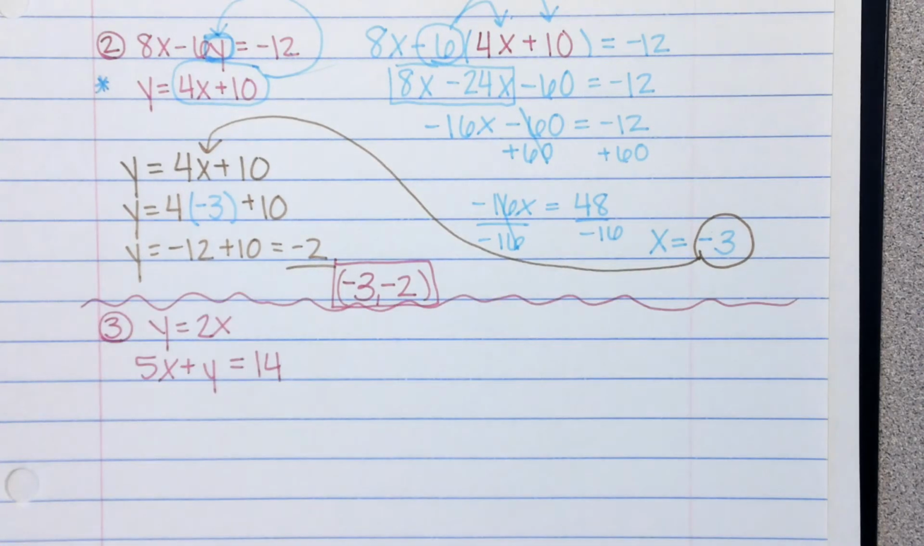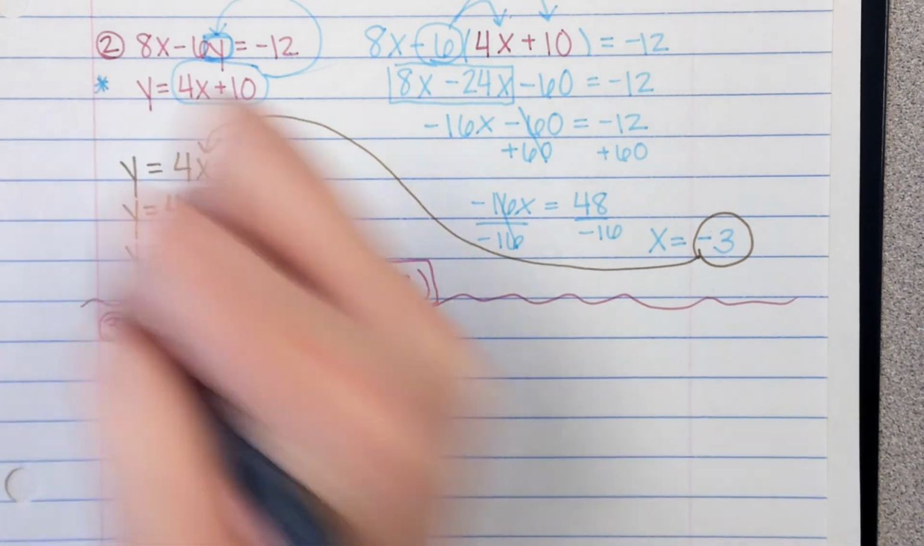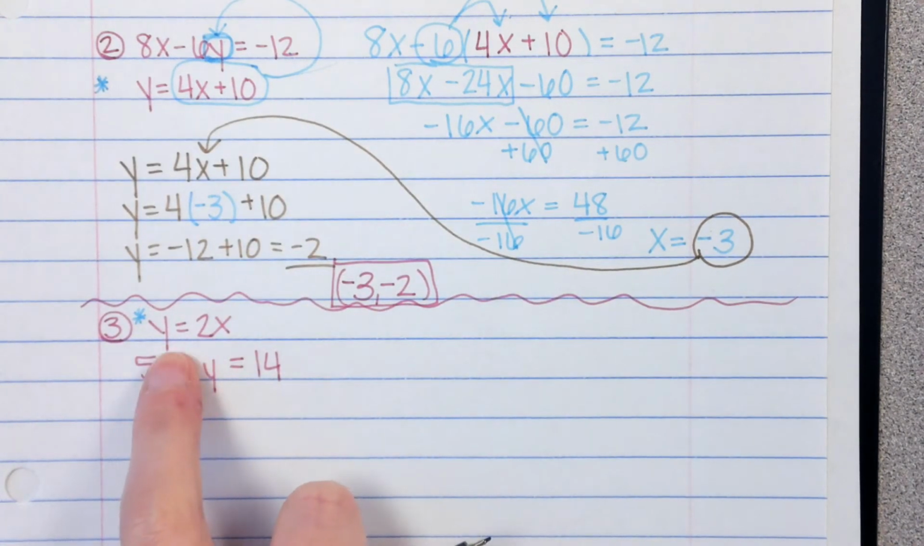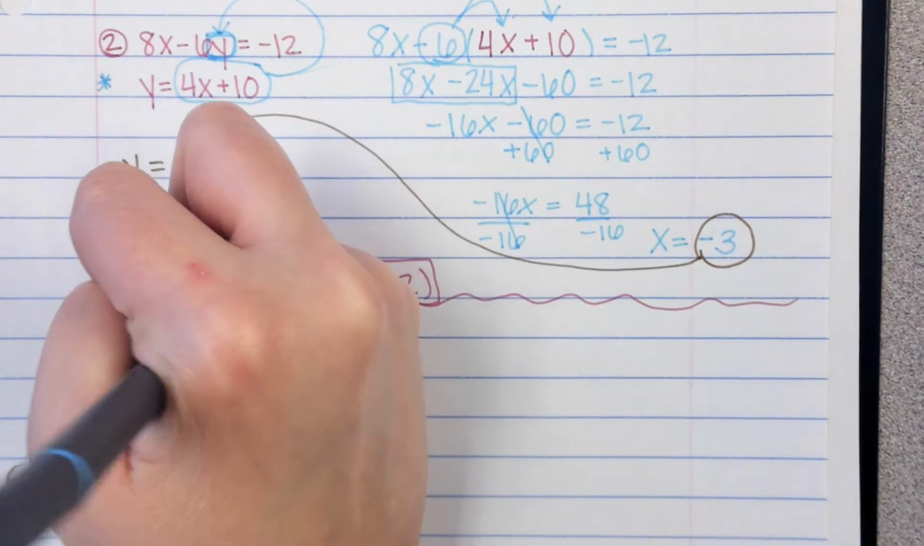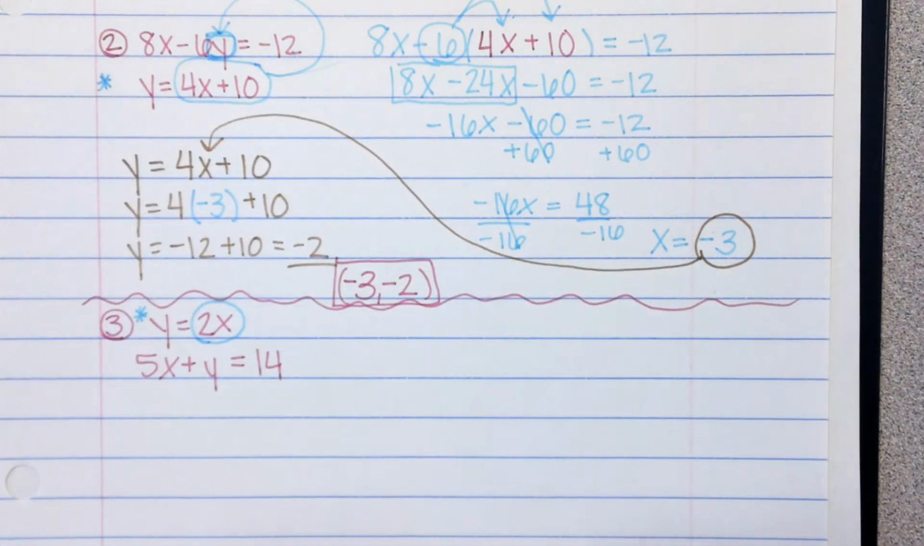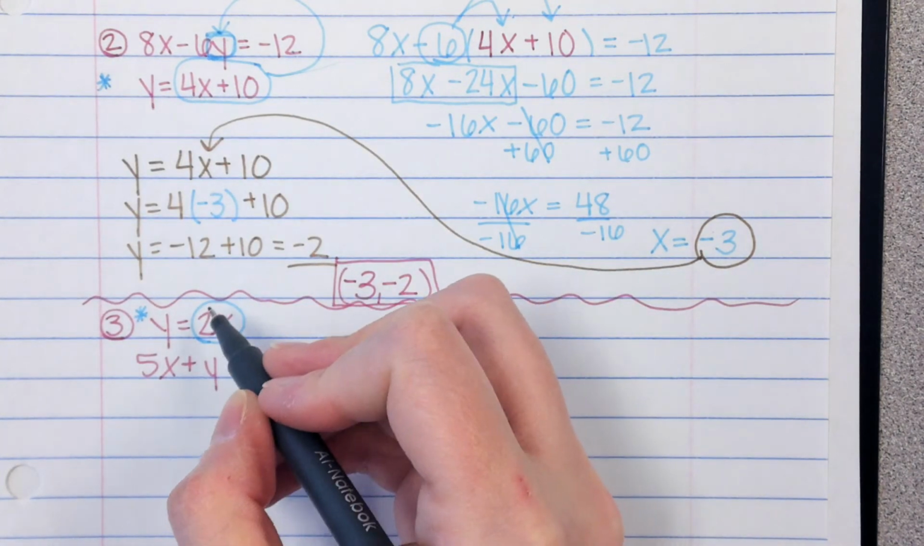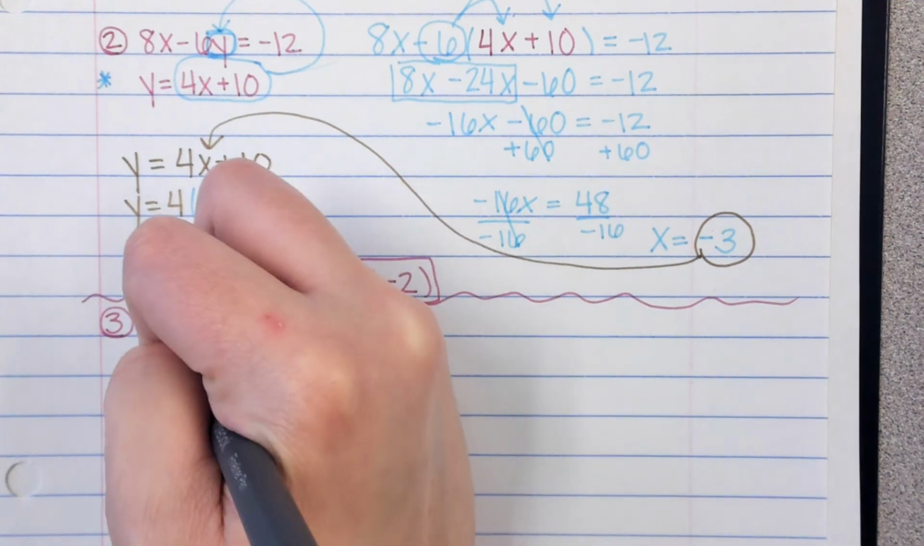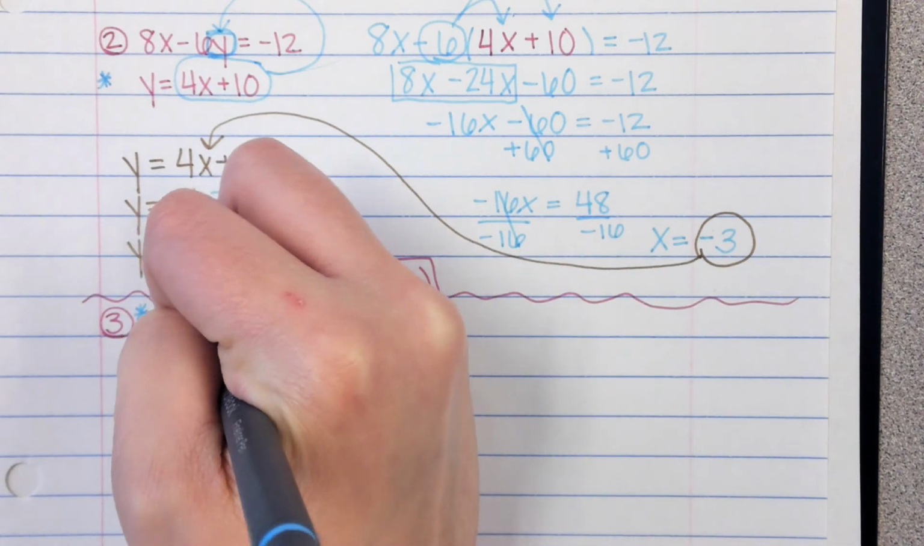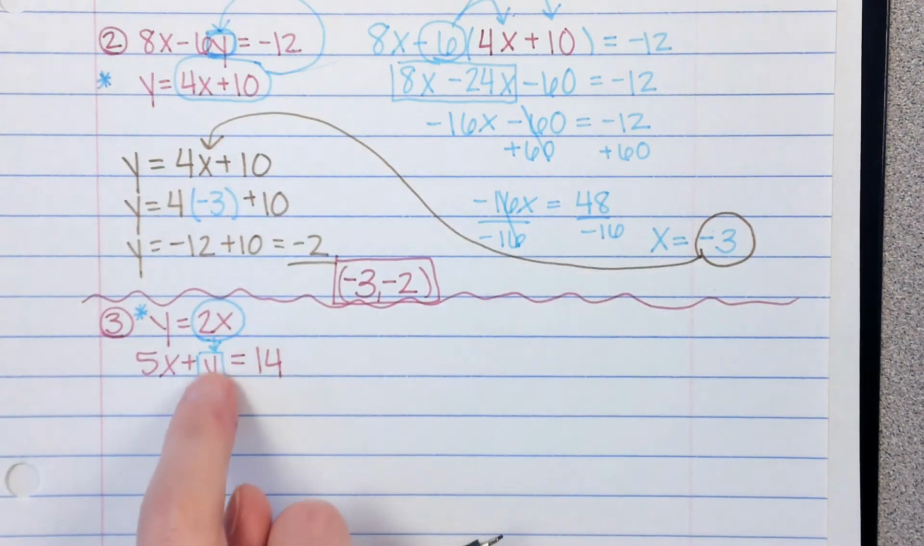Okay, here's example number 3. We're going to do it the exact same way. So, look at your two equations. Find the one that's y equals. This one. Okay, so what does y equal? Y equals 2x. So, I know that I can plug a 2x in for y in the other equation. Okay, so I will take out this y and I'll plug in the 2x.